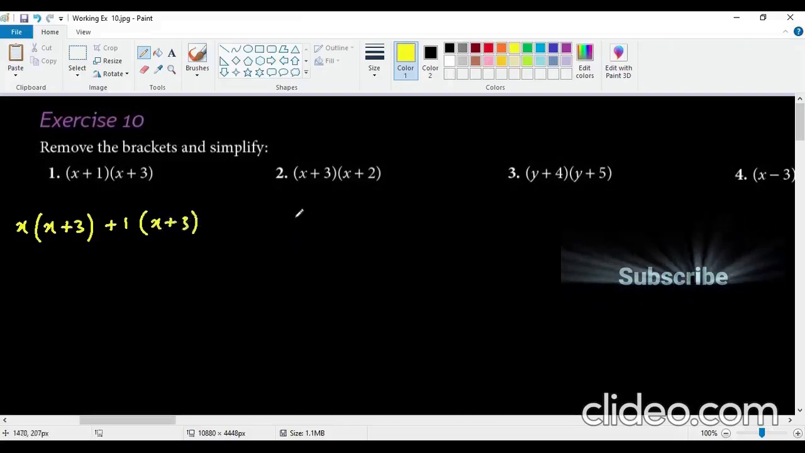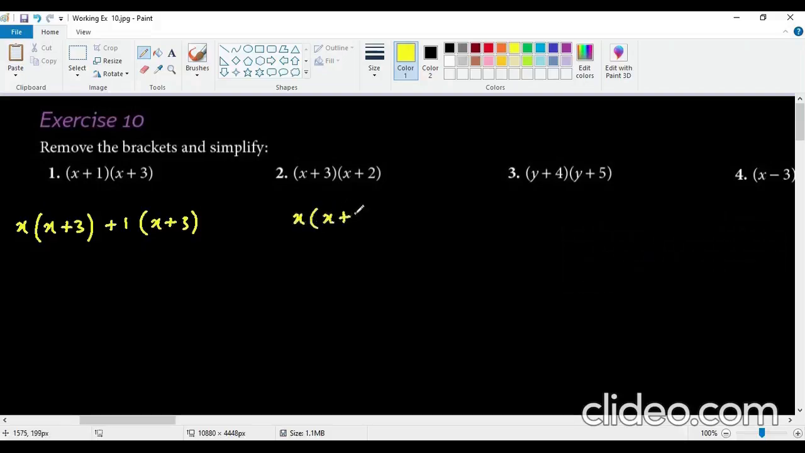For example, question number 2, in here I will write x first, and x plus 2 will be multiplied by x, and then again plus 3 and again multiply by x plus 2 like this. So in here, I will get x square and plus 3x by multiplying this one, and this one will get 3x. And now 1 will be multiplied by x, which is going to give you x, and plus times plus is a plus 3. 1 times 3 is the 3.